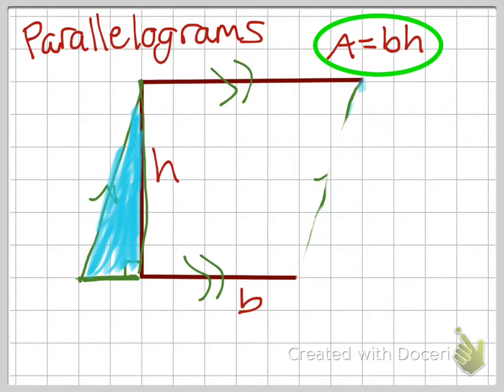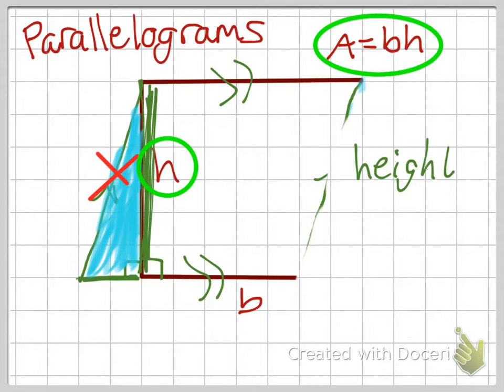But remember, what does height mean? Height means that it meets at 90 degrees. So the height here is still the height of my original rectangle. It is not, I'll put this in red, this slanted side length there. It's always going to be perpendicular to your base. Always perpendicular to the base. So if you want to write that down, it's a good idea. The height is always perpendicular to the base.